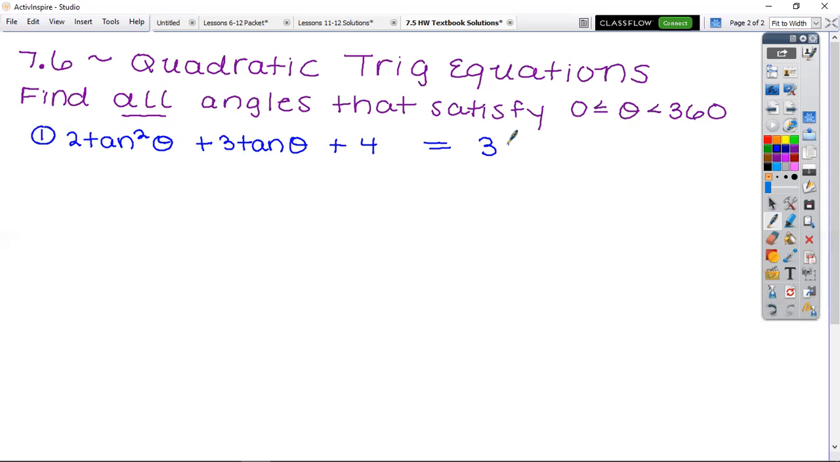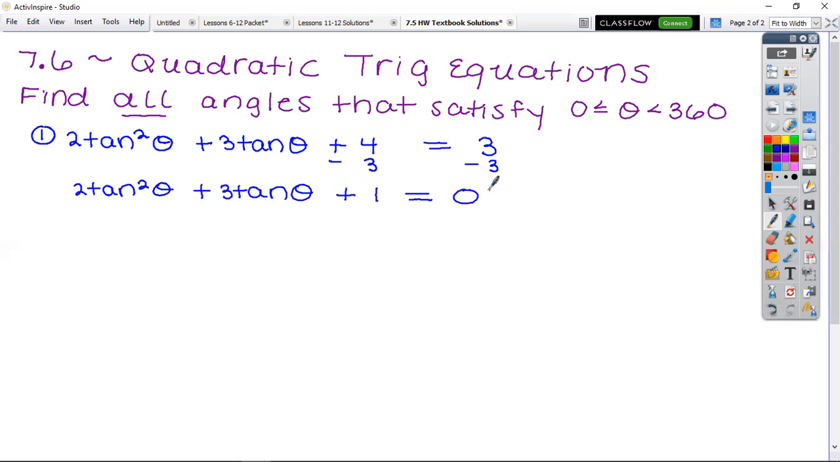So a couple things we need to train you to look for. First of all, is there only one trig function here? Yes, so that is good. Second thing you want to look at is this is a quadratic trig function because tan is squared. What have you been accustomed to getting quadratic equations equal to? 0. So you're going to do the same thing. You're going to go -3, -3, just like you have always done in the past. So I'm going to go 2 tan squared theta plus 3 tan of theta and plus 1 equals 0.